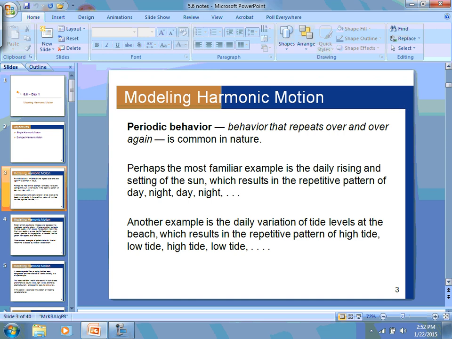So the first type of behavior that we're going to talk about is the periodic harmonic motion. Periodic behavior means that it repeats over and over and over again. So it's cyclical or periodic. And that's what we see when we look at either a sine or a cosine curve. It's that wave.